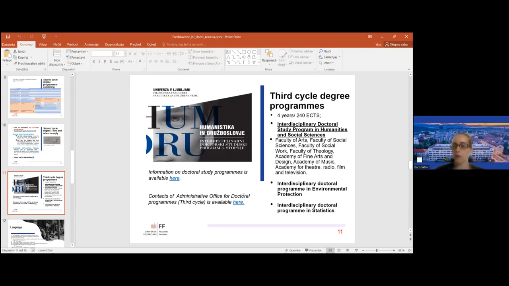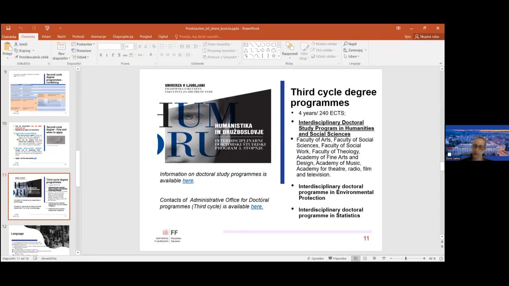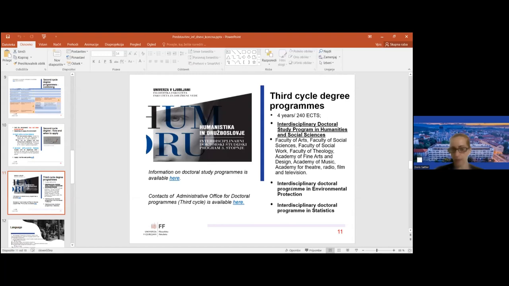We offer 64 fields of study altogether. And the call for proposals will also be published in March. We also cooperate in carrying out the interdisciplinary doctoral program in environmental protection and the interdisciplinary doctoral program in statistics. On the left side, you also have all the contacts if you need more detailed information, and also information on the doctoral study programs and their fields.